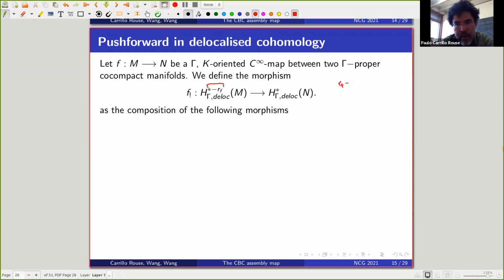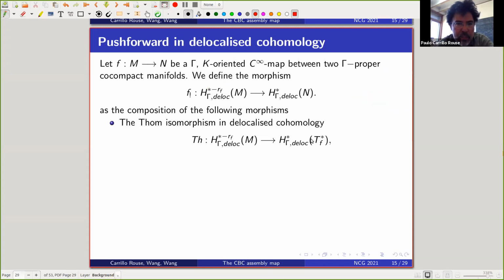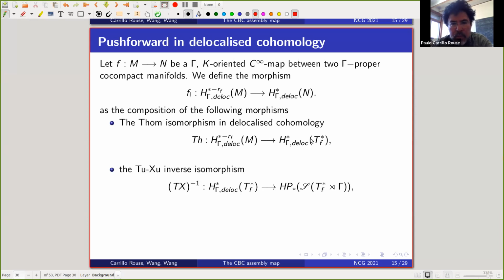So r_f is the rank of some bundle T_f, which is essentially just the bundle needed for the K-orientation. This is modulo 2, so this theory is periodic. It's just a 0 or 1. So you can define the push-forward map using the same kind of idea as in K-theory, but, as some of you know even better than me, for this to be applied in cohomological theories you need appropriate algebras. You cannot just stay with C-star algebras. So the morphism is defined as a Thom isomorphism, which is very well explained in these papers by Baum, Guentner and Xu.